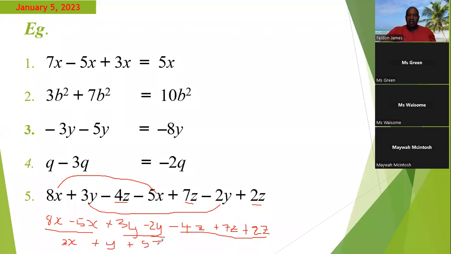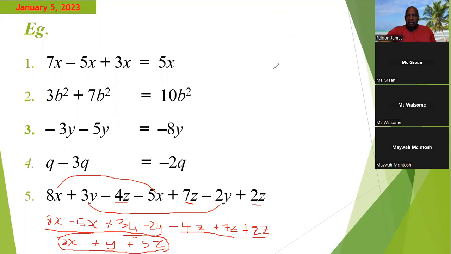Now, once we have simplified each group of like terms, what we have left as our answer is an expression with now 3 unlike terms. And because we can't add them together by adding their coefficients, this remains as an expression. So for this one, the answer will be 3x plus y plus 5z.